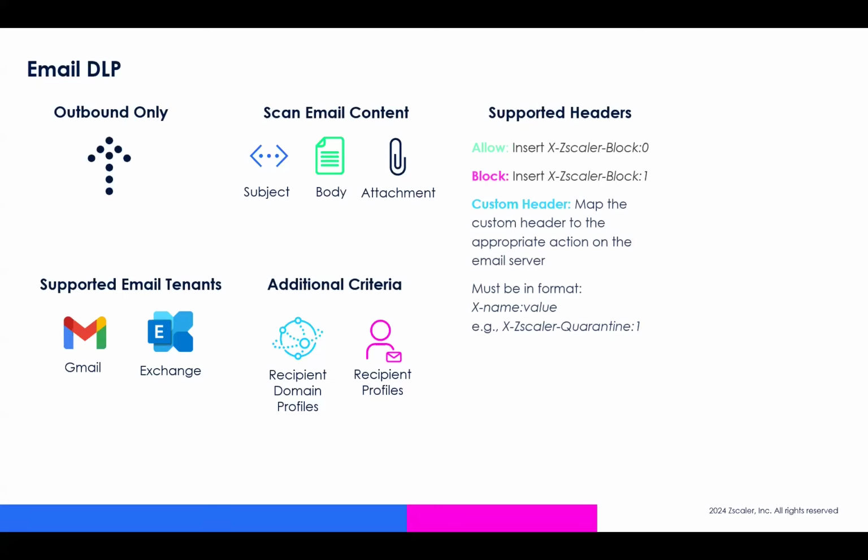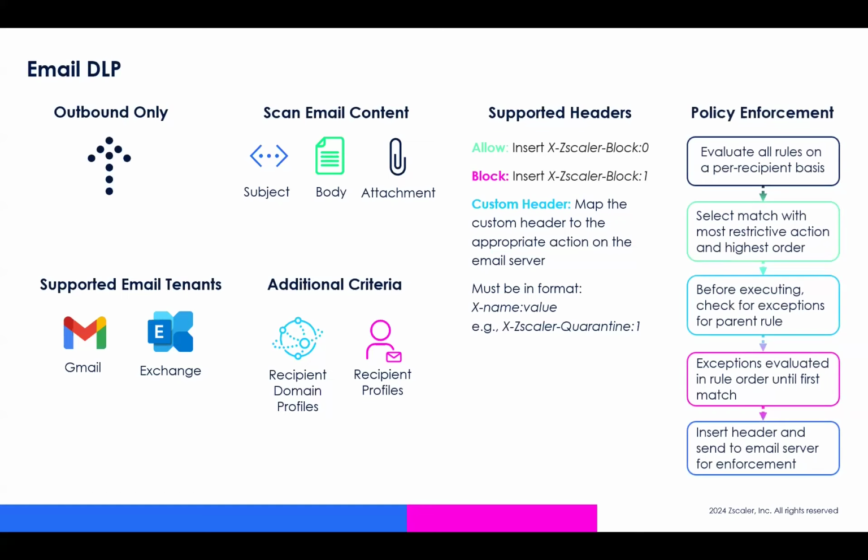Email DLP supports inserting the following headers: allow, which inserts the header x-zscaler-block:0, block, which inserts the header x-zscaler-block, as well as creating your own custom header. These must be in a specific format, the format x-name:value, for example, x-zscaler-quarantine:1. Note, of course, that the appropriate actions have to be configured on the email server. Finally, note the policy enforcement for Email DLP is done according to the Evaluate All Rules model.